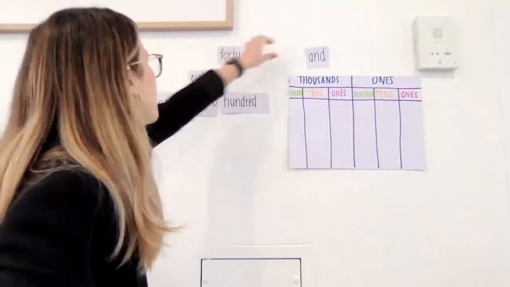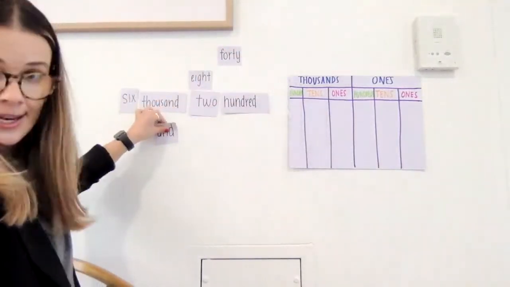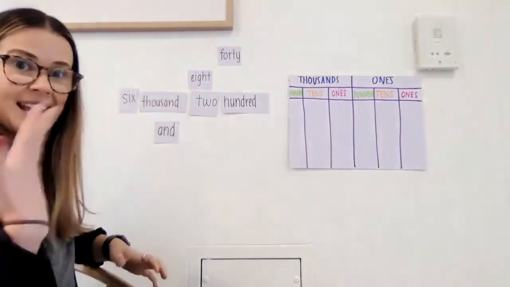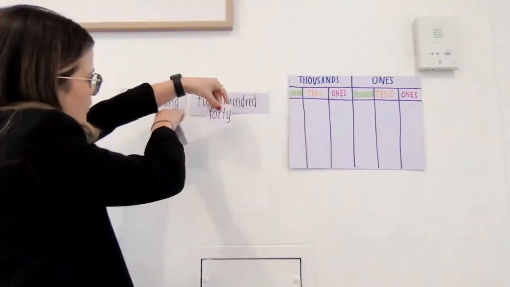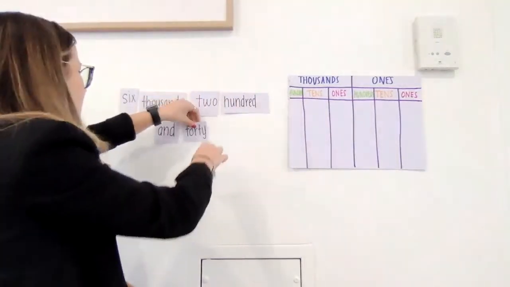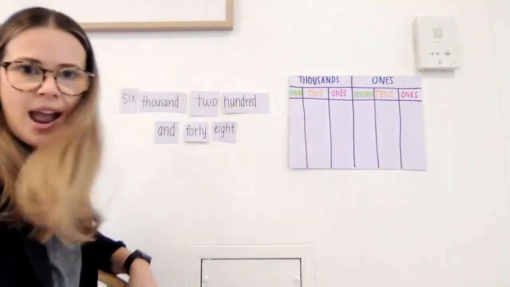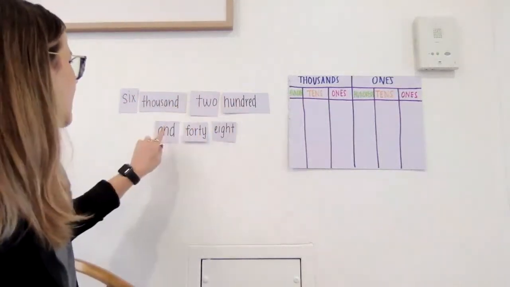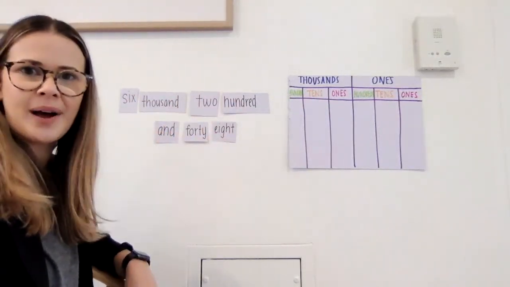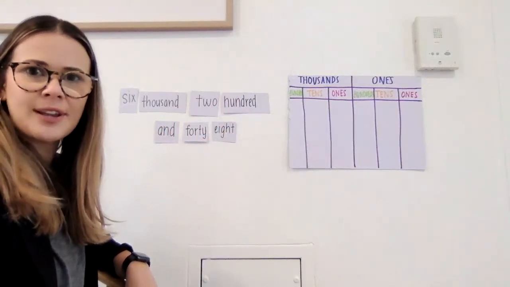200. And so remember, I'm saying it out loud, so I know that N needs to go there. 840, no, that doesn't work. And 48. 6,248.